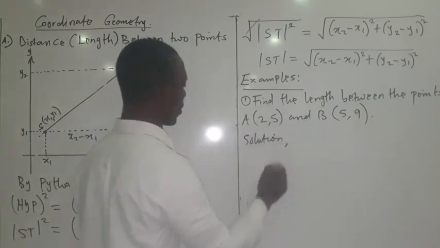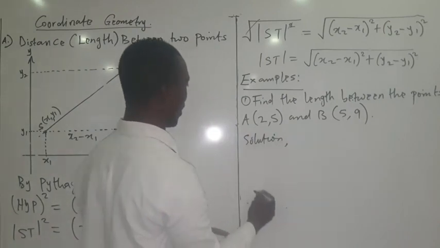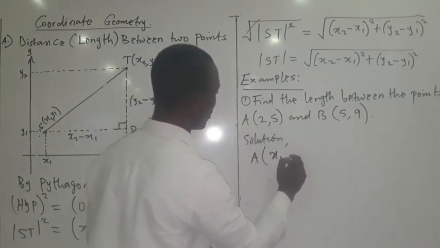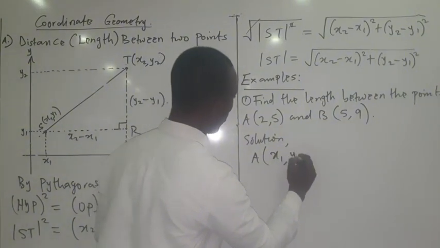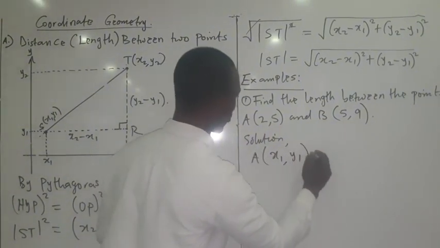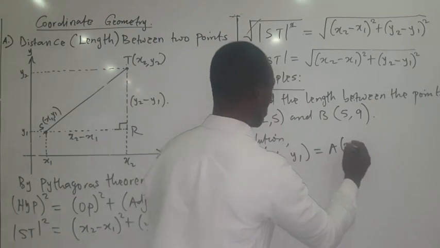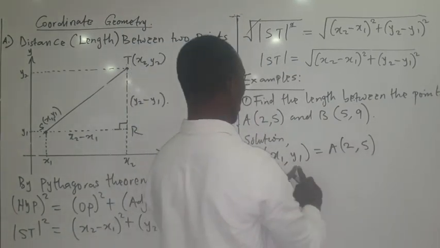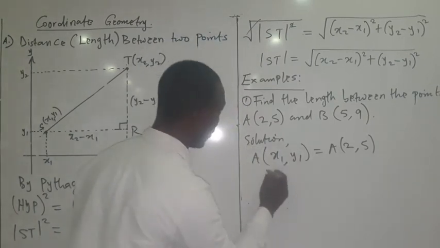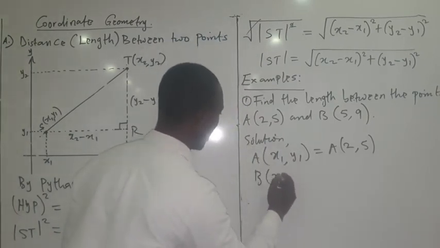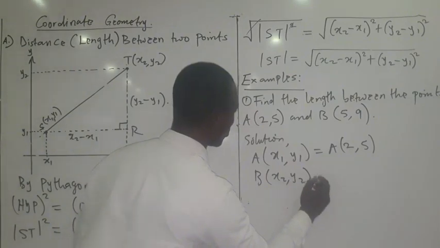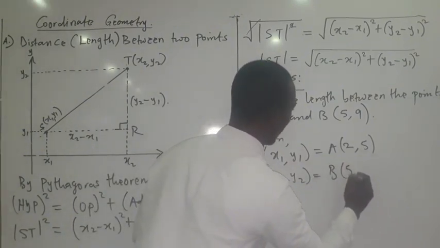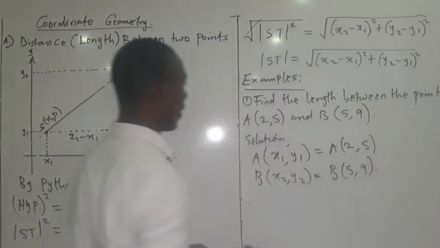Before we write down the formula, we can say point A is of coordinate x1, y1, which is equal to A of coordinate (2, 5). So it means x1 is 2 and y1 is 5. Then for the second point, B is x2, y2, which is equal to B of coordinate (5, 9).